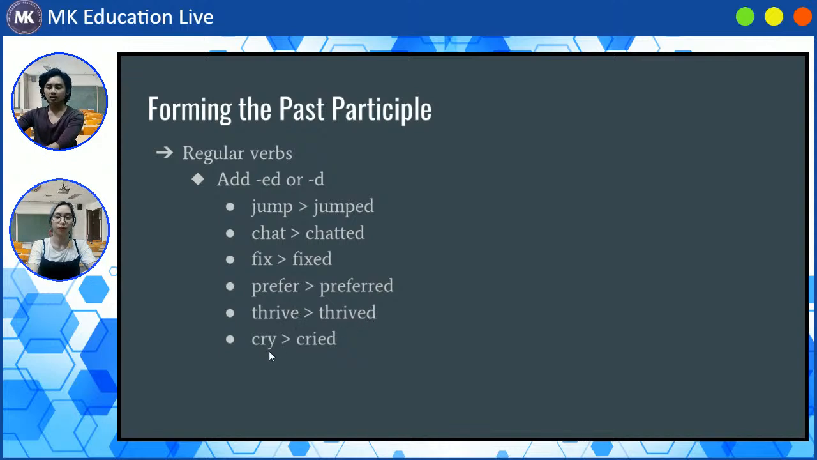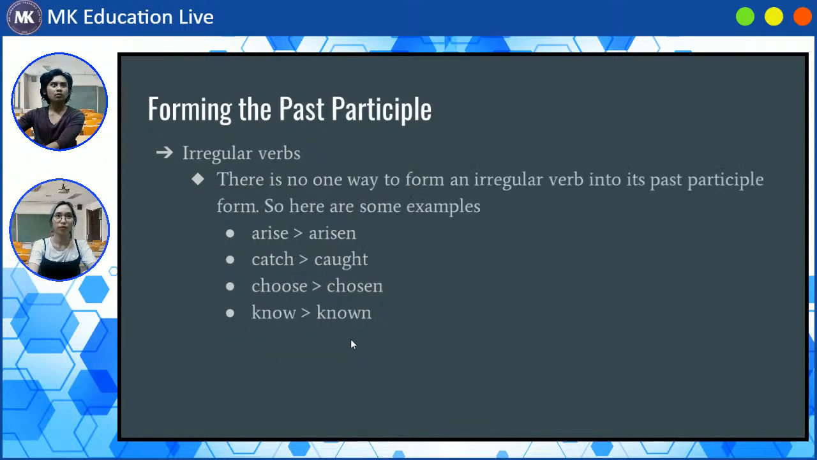And lastly, if you have a verb like cry that ends with a y, you change the y into an i and add ed. Now what about the irregular verbs? There's no actual rule on how we form irregular verbs into their past participle form. You just need to keep practicing, read, and listen to native speakers to see how these things are formed. Some examples are arise, arisen; catch, caught; choose, chosen; know, known.